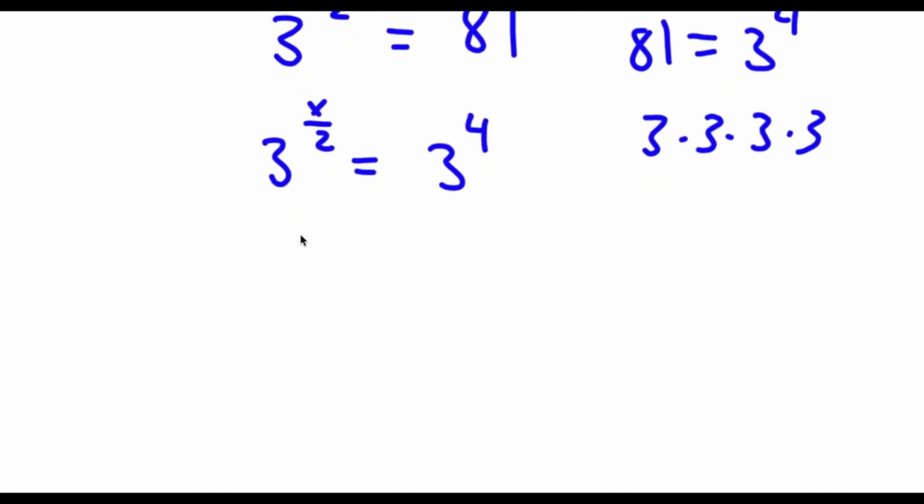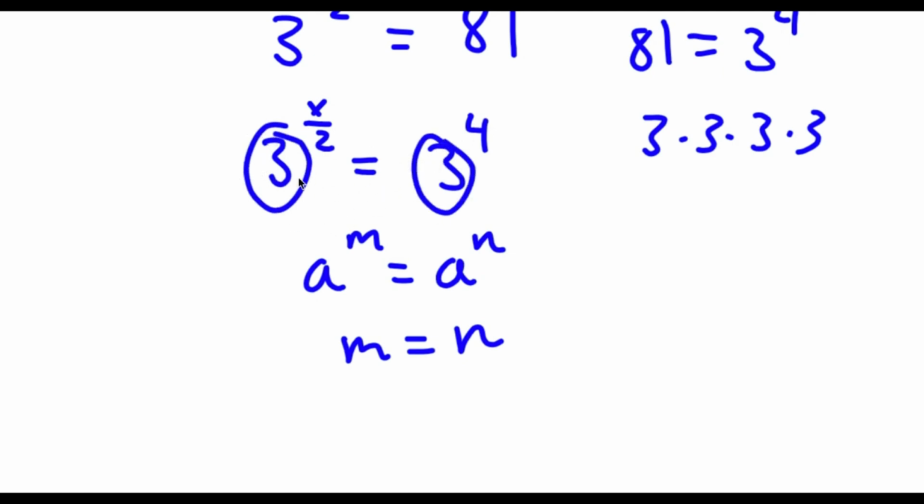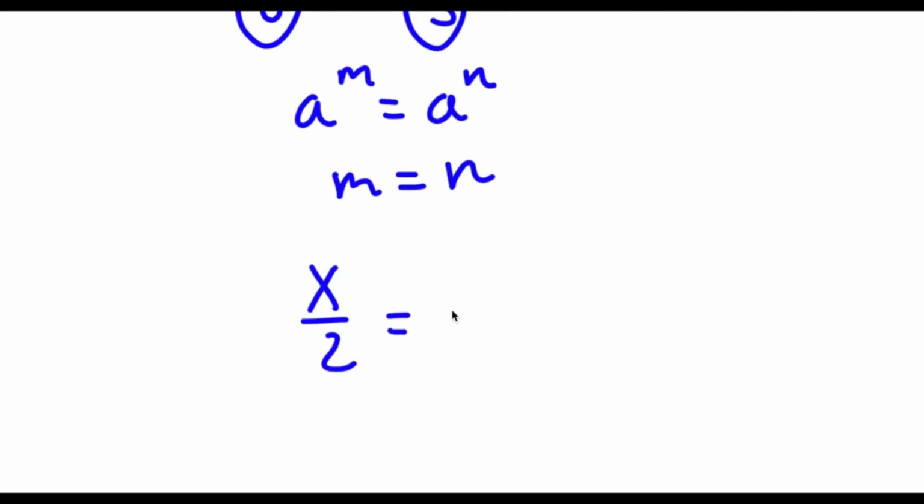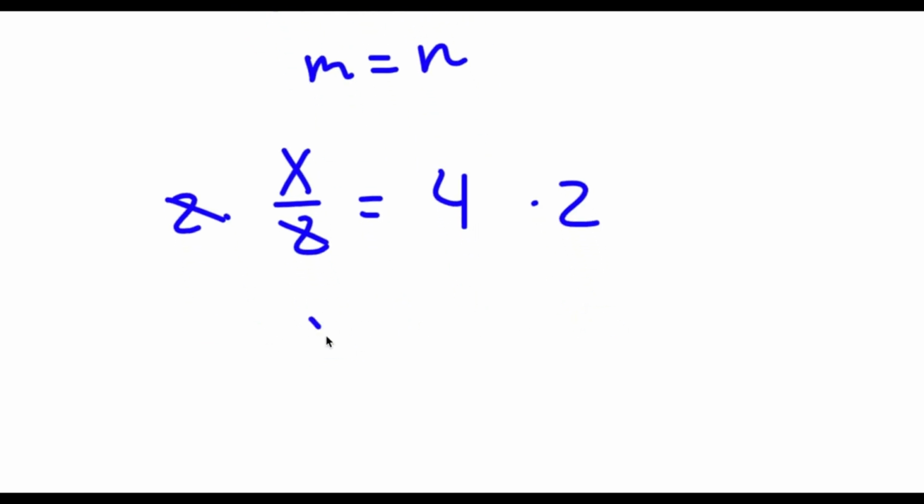Now, if I have a to the power of m is equal to a to the power of n, then this means that m is equal to n. So in this case, I have 3 to the power of x over 2 is equal to 3 to the power of 4, and notice how both of these bases are the same. Both have 3 for the base, meaning that the exponents, x over 2 and 4, are equal to each other as well. So I have x over 2 is equal to 4. And now this is just a simple equation to solve. All I have to do is multiply both sides by 2. So these two cancel out, and I'm left with x is equal to 4 times 2, which is 8.